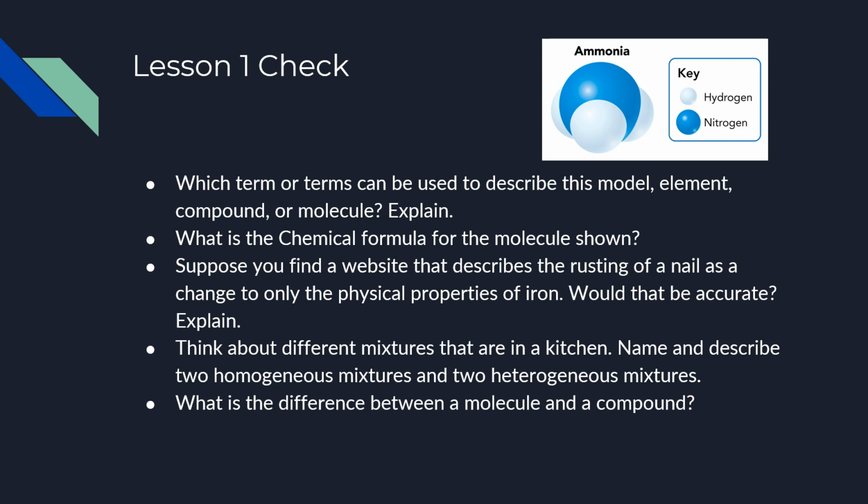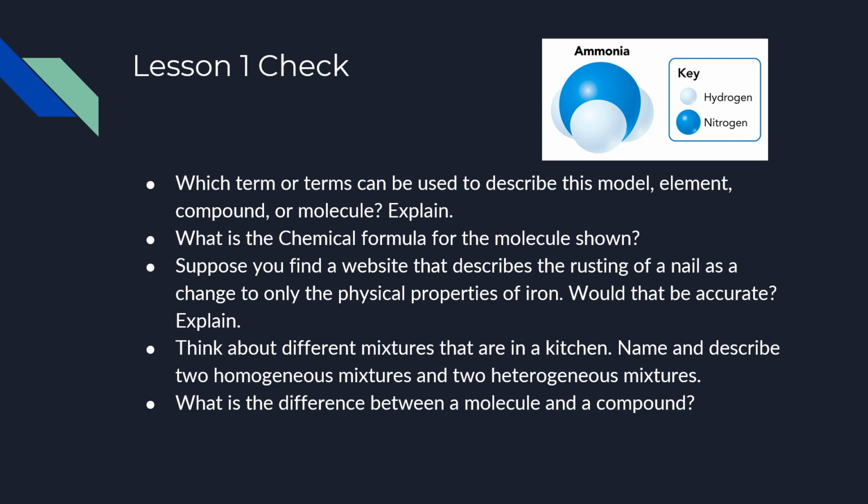All right, with that, it ends our lesson 1. So now it's time to do our lesson check. Which term or terms can be used to describe this model? Element, compound, or molecule, and explain. So ammonia is a compound and a molecule because it has 2 different types of atoms. For the same reason, it is not an element. 2. What is the chemical formula for the molecule shown? That would be NH3 or H3N because there are 3 hydrogen atoms and 1 nitrogen atom.